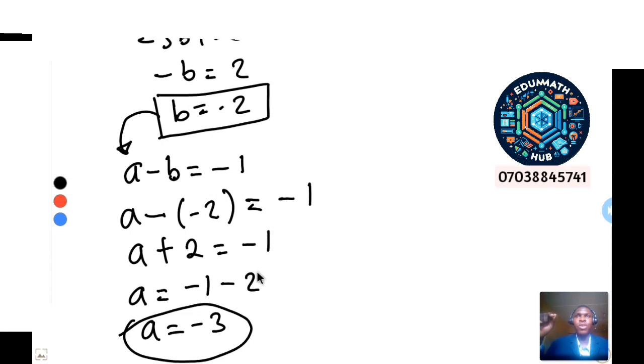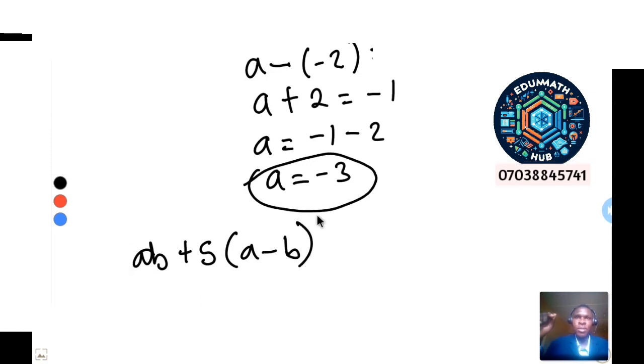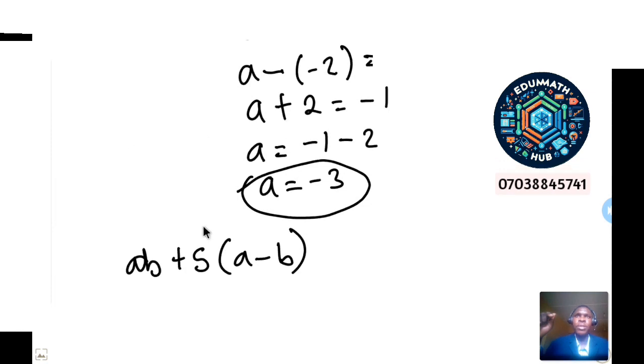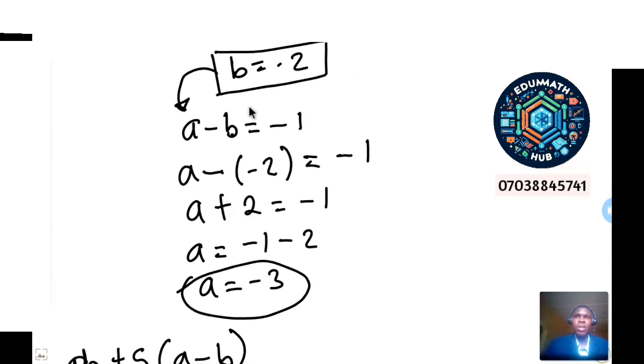You were given an expression from the beginning, so you need to go and substitute there. That expression is ab plus 5 into a minus b. I'm trying to find the value of this expression. You have the values: your b is minus 2 and your a is minus 3. So just substitute there.